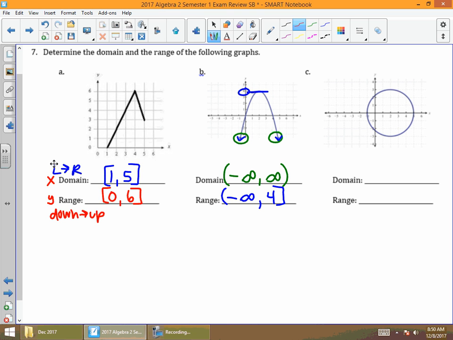And last for this section, if you look at this circle, again, domain, look left to right. So it goes from negative 1 to 5. And for range, you look low to high. So the lowest this graph goes to is negative 3. And the highest this graph goes to is positive 3.